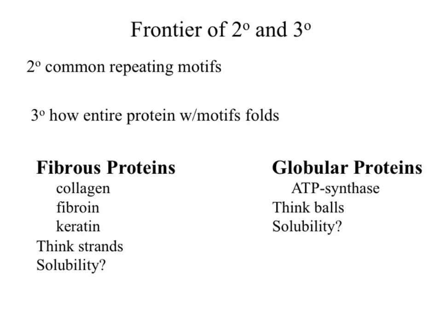So secondary is parts of your structure folding. Tertiary is the entire protein, okay, that entire big piece. Okay, so that's going to include the secondary motifs that you see and how they interact with each other. That's going to include the rest of the protein as well. Okay, stuff that didn't fold nicely into neat little patterns.